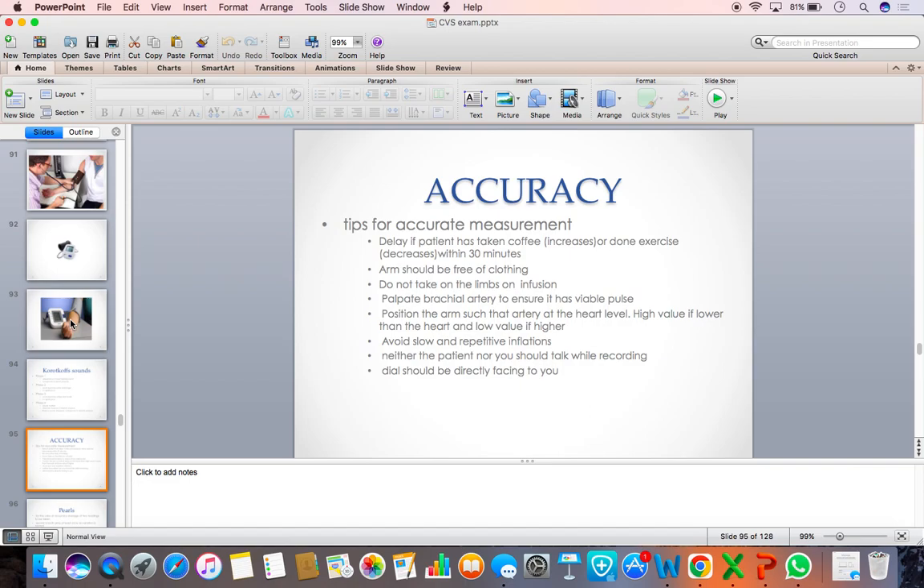The arm of the patient should be free of clothing. So you should not take the blood pressure over sleeved arms. If the patient comes with a full sleeved shirt and you record the blood pressure over that, it causes an error in the reading. Do not take on limbs with infusion. Okay? The patient is on infusion, so you should not use that particular arm for recording the blood pressure.